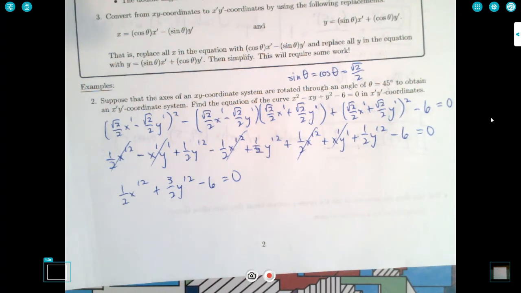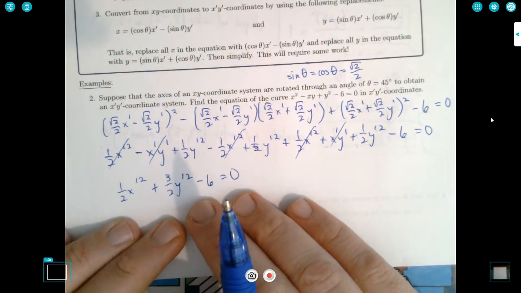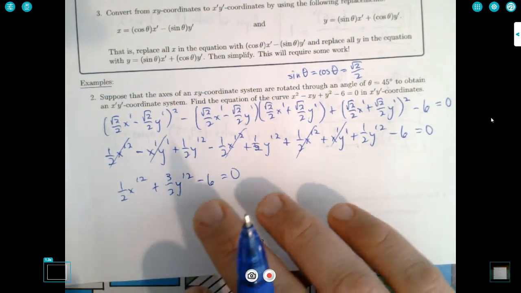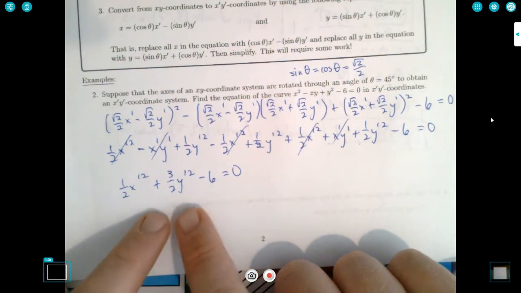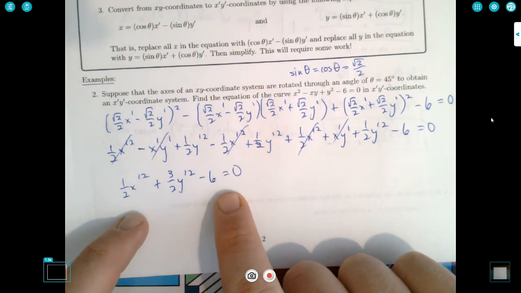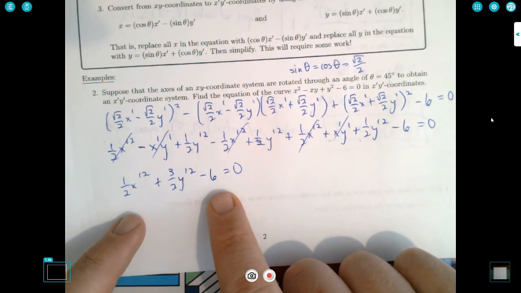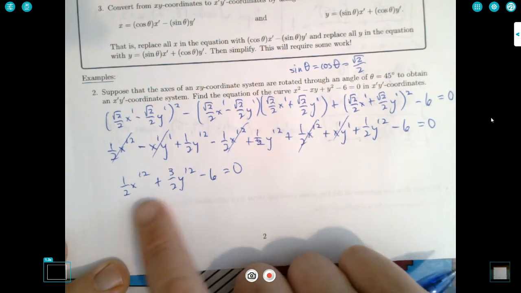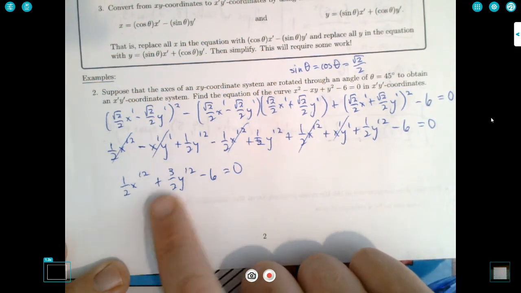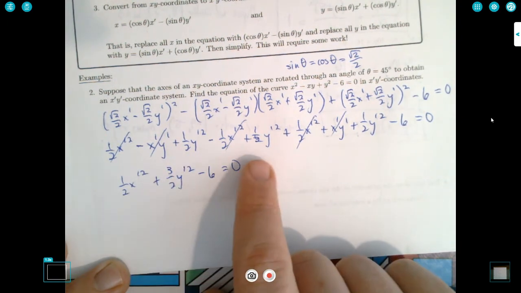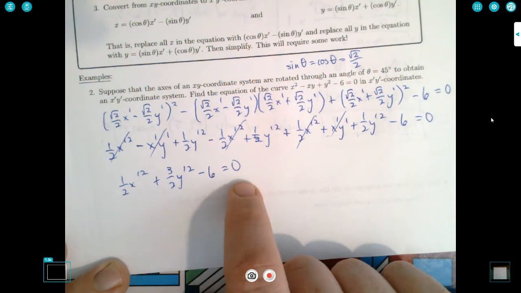Okay, so I've done it, right? This is as good as it gets, but well, it's not as good as it gets, but this is given now in x prime y prime coordinates. If I wanted to be able to identify this thing, I would need to go a few steps further. It looks like an ellipse for sure, but an ellipse has equation, something x squared plus something y squared equals 1. So I need to move the 6 over and then divide through by 6.